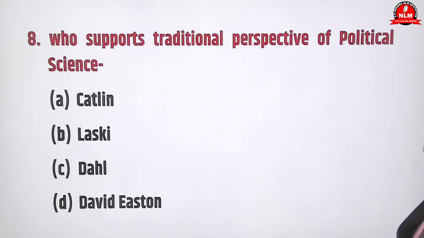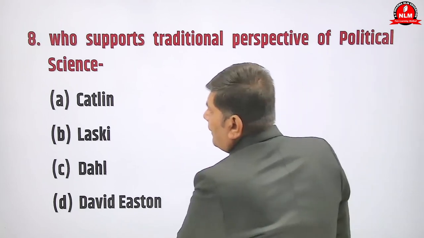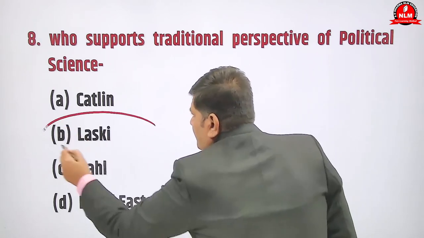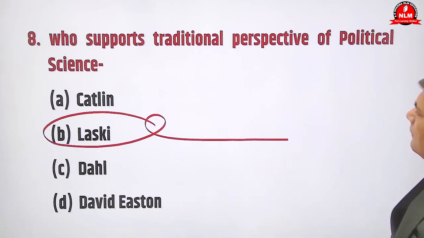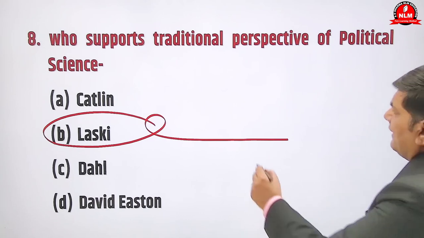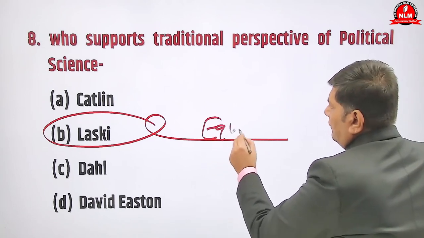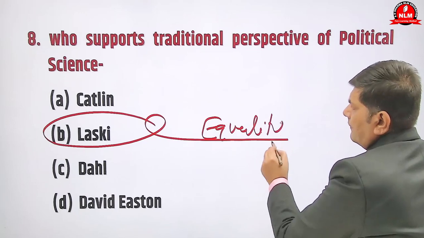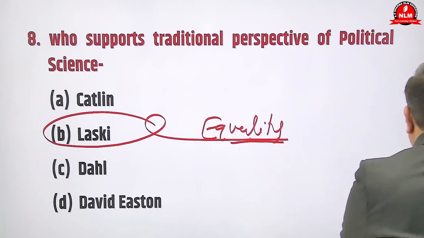Now we discuss question number 8. Who supports the traditional perspective of political science? Choose the right answer. A. Catlin, B. Lasky, C. Dahl, D. David Stern. As you know, friends, Lasky is the traditional thinker. He believes in value, especially the equality value. So the right answer is B.